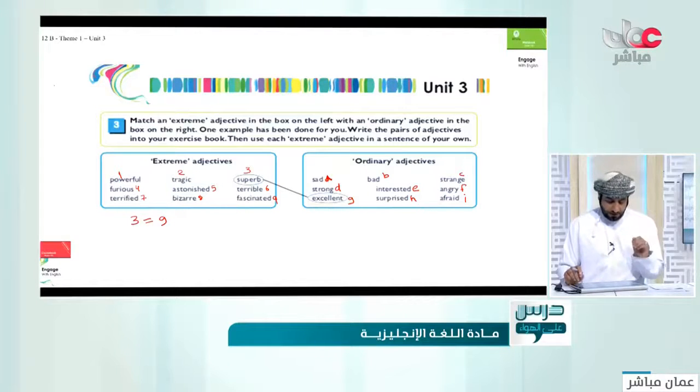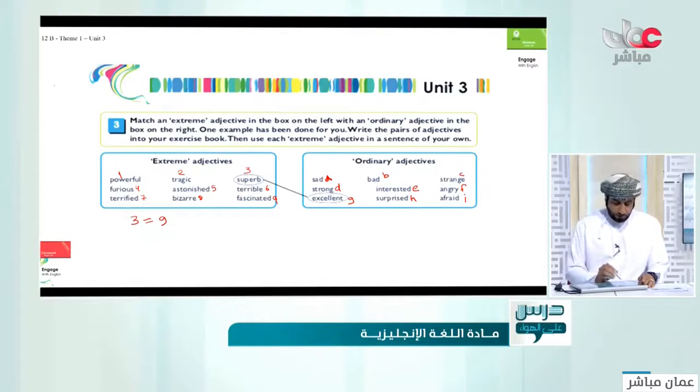So what I did here, guys, for the strong adjectives, I numbered them from number 1 to number 9 to make it easier for me to explain to you. The ordinary adjectives, which are the normal adjectives, I put in letters from A to I. So I'm going to match the numbers to the letters, to make it easier for you, and also easier for me to match the strong adjectives with the ordinary adjectives. Good. So number 3 has been done for you.